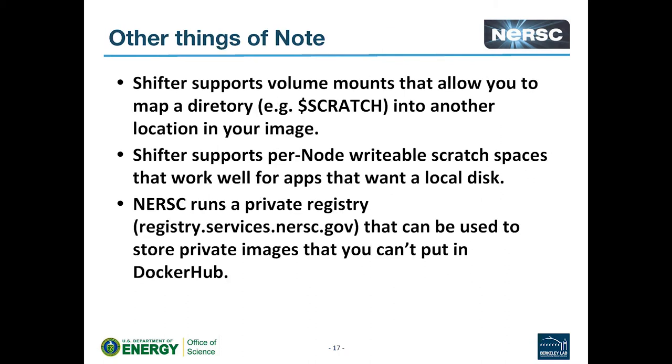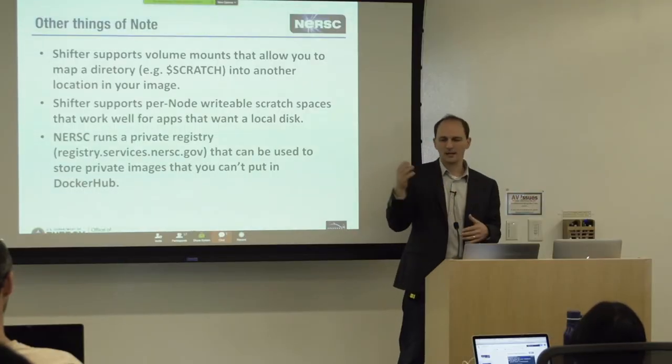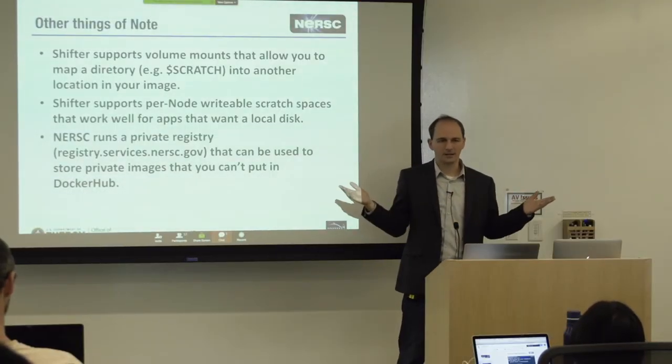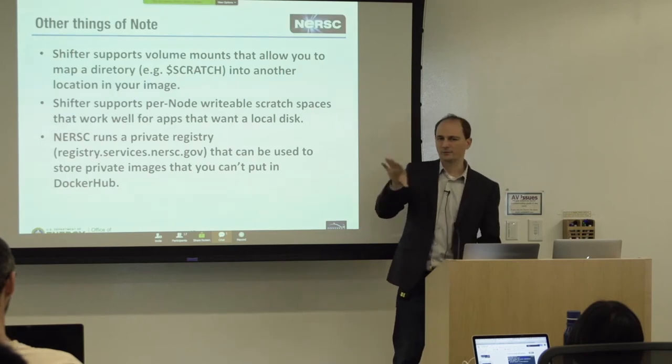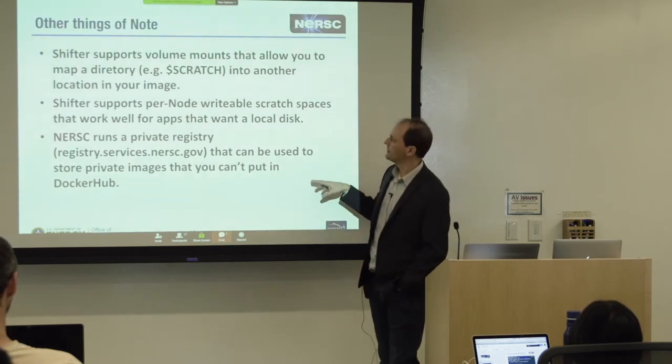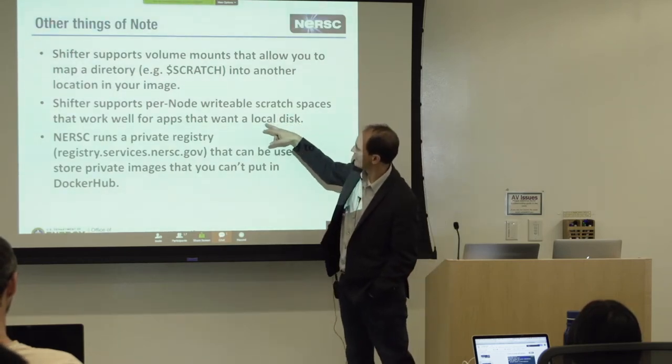There are some other things that I probably don't have time to go into any depth, but you can do things like volume mounts. This allows you to take a directory tree outside the container space and map it into a location in the container space. So for example, you could take your scratch area and have it show up as slash data in the container space. So you have some flexibility about where things appear inside the container.